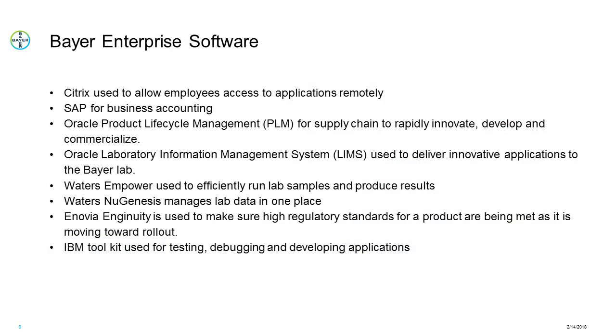Now let's get more into the enterprise software that is used. So Citrix is used to allow employees access to applications remotely. SAP is for business accounting and purchasing. Oracle is our product lifecycle management for supply chains to rapidly innovate, develop, and commercialize.